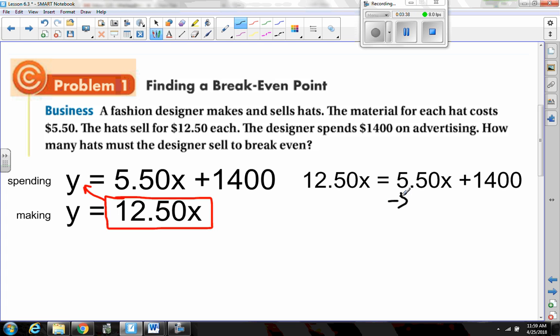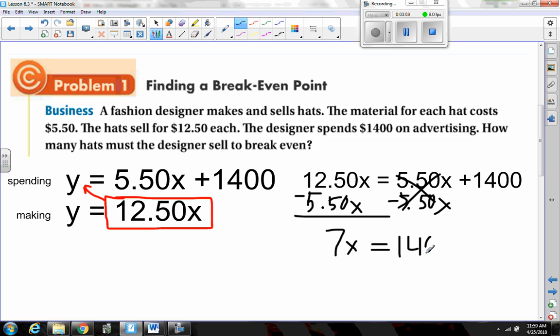So this equation is what I get based on my substitution, and then I can solve this for x by subtracting 5.50x. Get rid of that. Subtract it over here as well, 5.50x. And of course I get 7x when I subtract those. The other side of the equation is now just 1,400. And if I divide by 7 and divide by 7, I get that x is equal to 200.